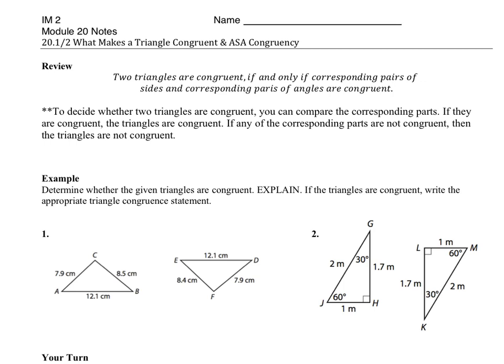So two triangles are congruent if and only if the corresponding pairs of sides and corresponding pairs of angles are congruent. To decide whether two triangles are congruent, you compare the corresponding parts, and then what we eventually get to is we don't have to compare every single one, all 6 of them. We can compare some of them.